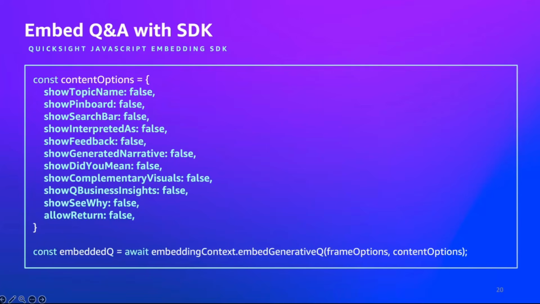Now, we won't go through each one individually, but essentially you can enable or disable each component of the multi-visual response that you'll get back from Q&A. So like whether it will include how the question was interpreted, or whether it will provide a generated textual narrative on the left, or the complementary visuals. And we're going to see an example of this in just a few minutes.